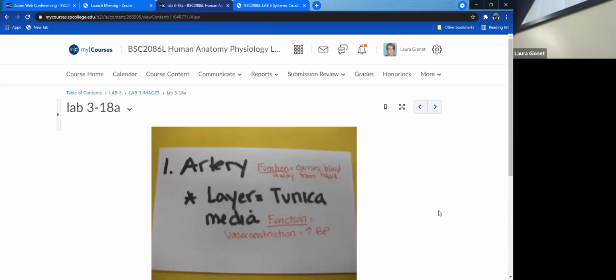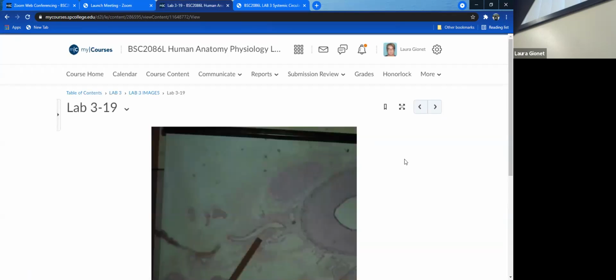So we have an artery, which carries blood away from the heart. It's pointing to the tunica media. That is your smooth muscle layer, and it functions to vasoconstrict or dilate. It's your contractile layer. Upon vasoconstriction, you increase blood pressure, and in contrast, vasodilation decreases blood pressure.